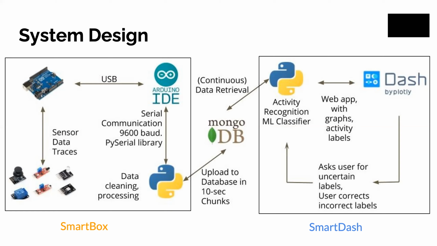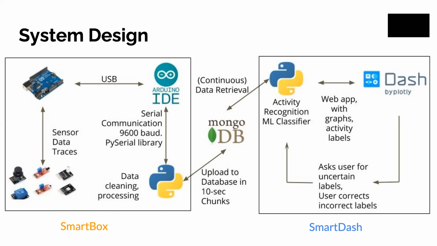Every 10 seconds, the SmartBox issues a POST request in JSON with 180 total sensor readings. Timestamps are given as UTC timestamps rounded to the nearest second. After we upload all those data to our MongoDB database, it acts as a medium between the SmartBox and SmartDash.